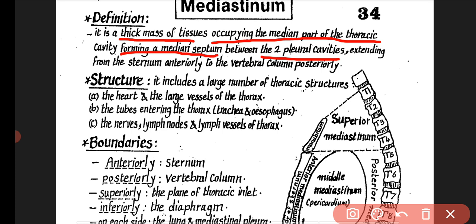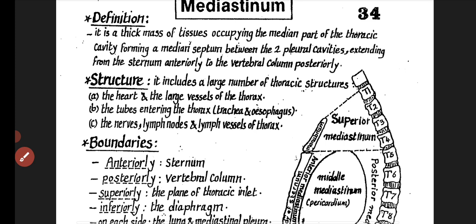The pleura is the covering of the lung. So pleural cavities are there. In between the two pleura, the space which occupies the median part of the thoracic cavity is a thick mass of tissue, forming a median septum within the two pleural cavities, extending from the sternum anteriorly to the vertebral column posteriorly.